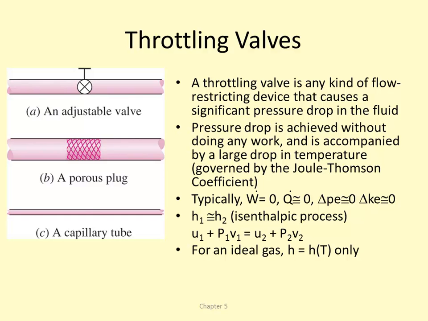Throttling valves is important because it's an isenthalpic process. So there's no work, no heat, no potential energy, no kinetic energy changes, but we do have this H1 is equal to H2. So this allows us to determine initial and final pressures or initial and final specific volumes, for example. So just knowing that enthalpy is constant across that. And for an ideal gas, enthalpy is a function of temperature only. So it means that the temperature will also be constant for an isenthalpic process.